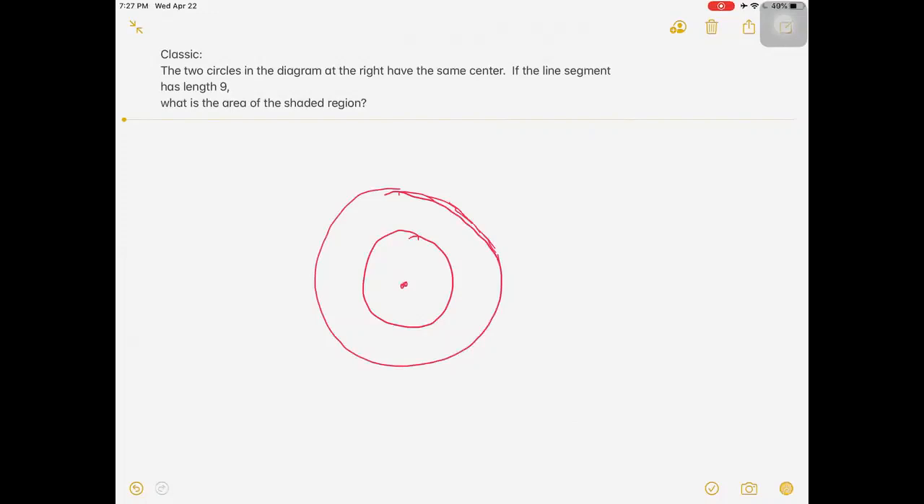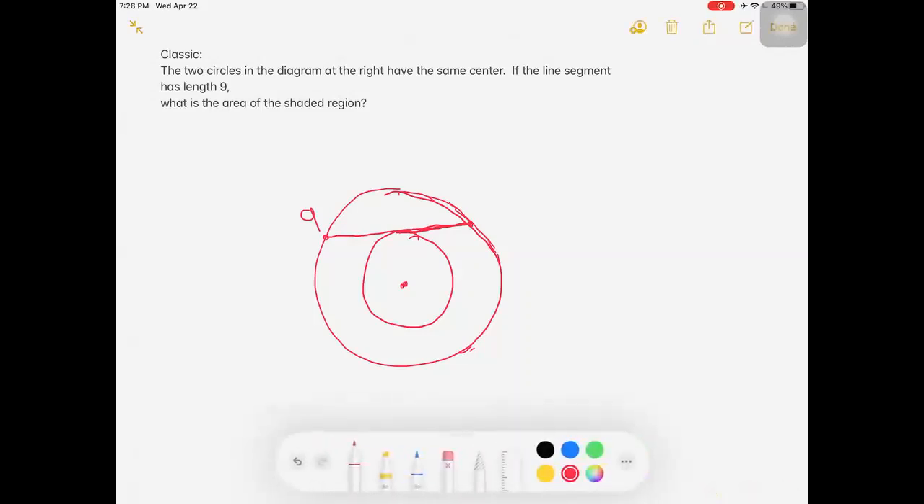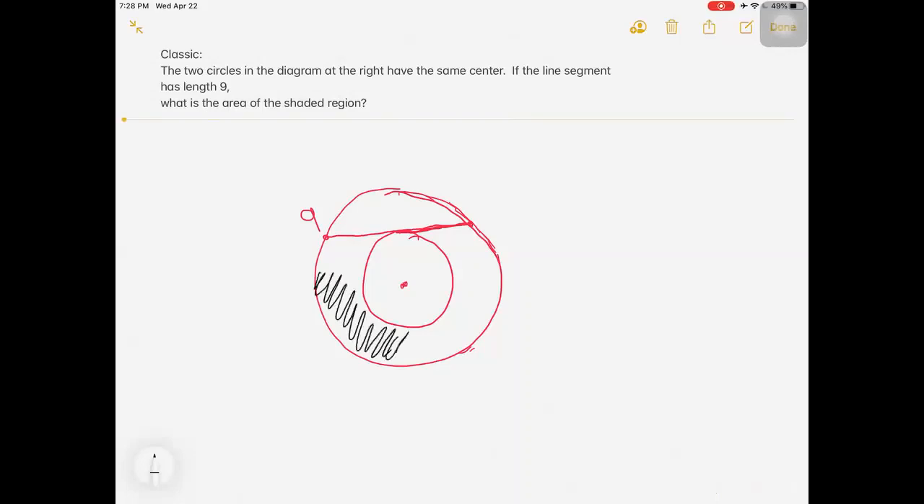Okay, let's just pretend those are both circles. And there's a line segment that perfectly touches the inner circle, and we're told it has length 9. And that's all they're telling us. Oh, wait. Also, the shaded region. The shaded region is just the region in between the circles. So in the question, this is the shaded region.